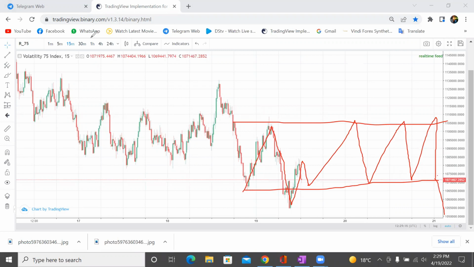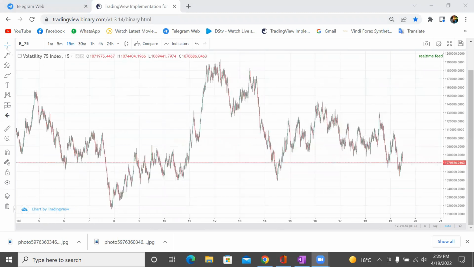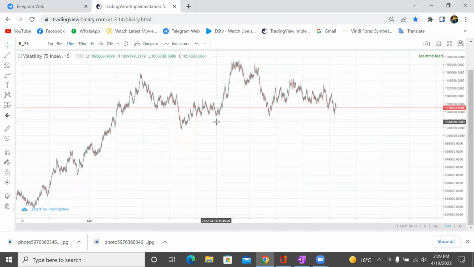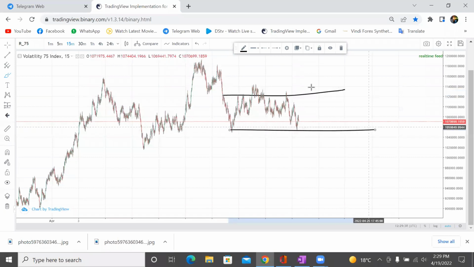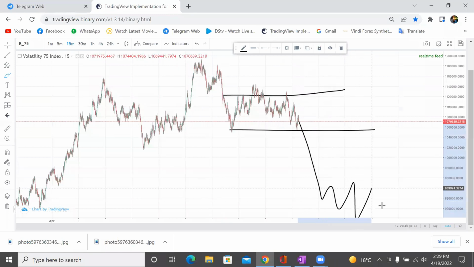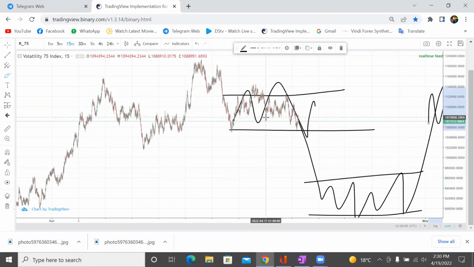Let me zoom out and show you something that will make sense for you. As long as we see that we found our support and resistance, something like this, it means this thing is going to break out and then do another consolidation again. It will do a consolidation like this, then go down and do another one. Maybe from here it can go up and then do another one equal to this one.